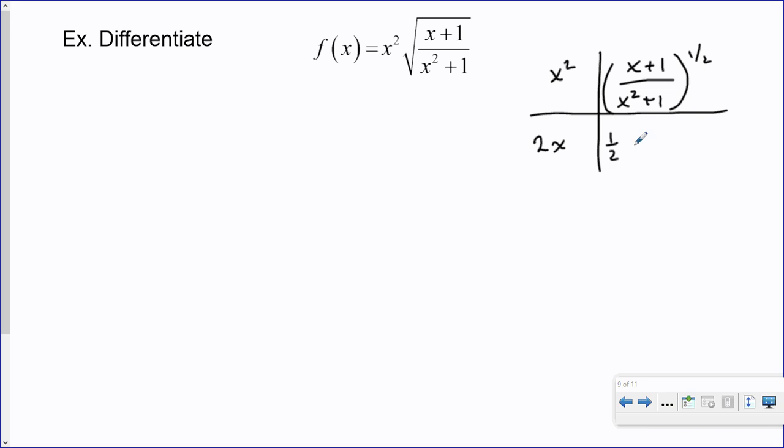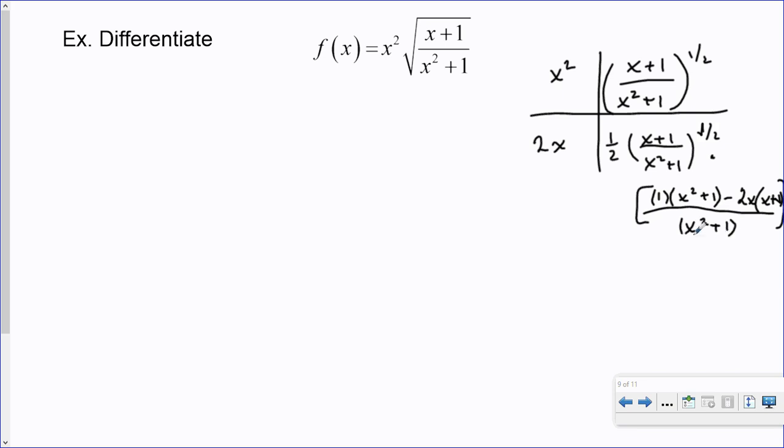This one's a lot tougher because I've got chain rule and then a quotient rule. So now I've also got to multiply that by the quotient rule here because I've got to find the derivative of that inside function here. So the derivative of that inside function is 1 times x squared plus 1, minus 2x times x squared plus 1, all over x squared plus 1 quantity squared.